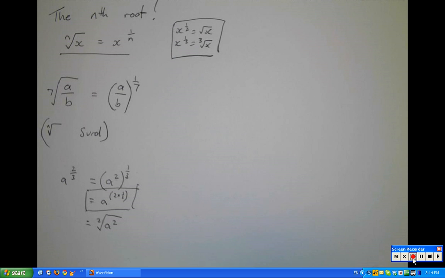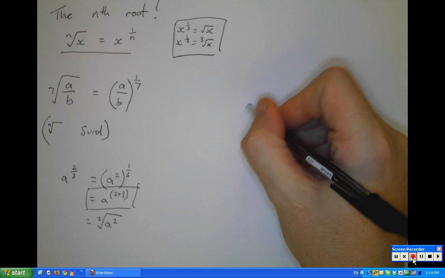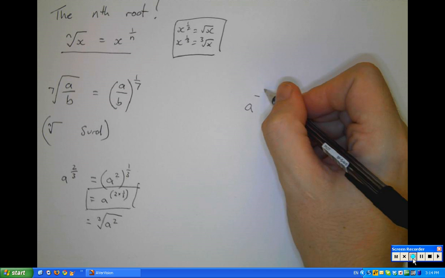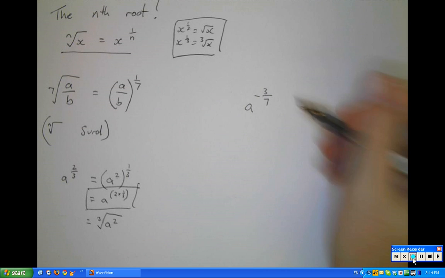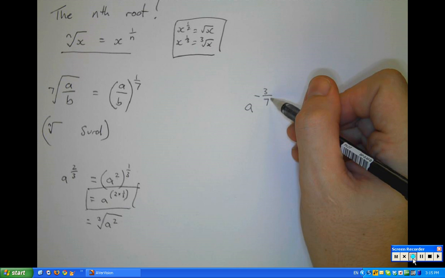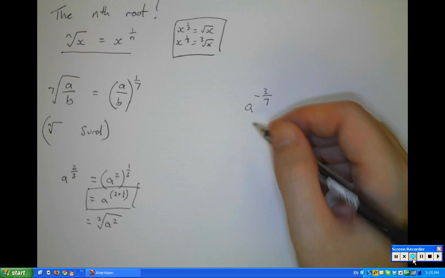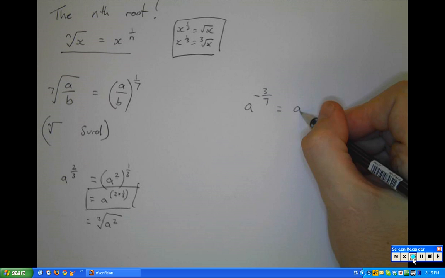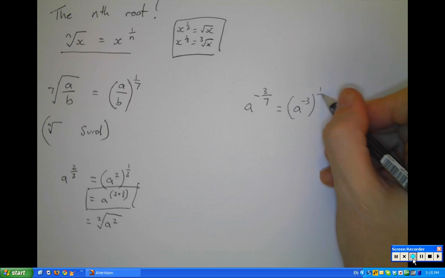Let's try one more. What about if I had a to the power of minus 3/7? Okay, so not only do I have a fractional index up here, but it's also a negative index. So I have to think about this a little bit. I can repeat the process from before, more or less. I can say, well, that's going to be equal to a to the power of minus 3, to the power of 1/7.